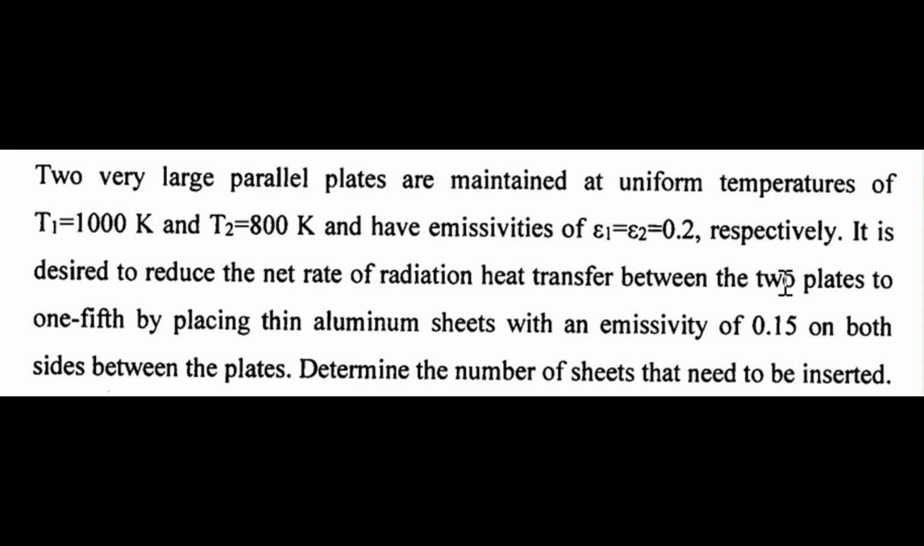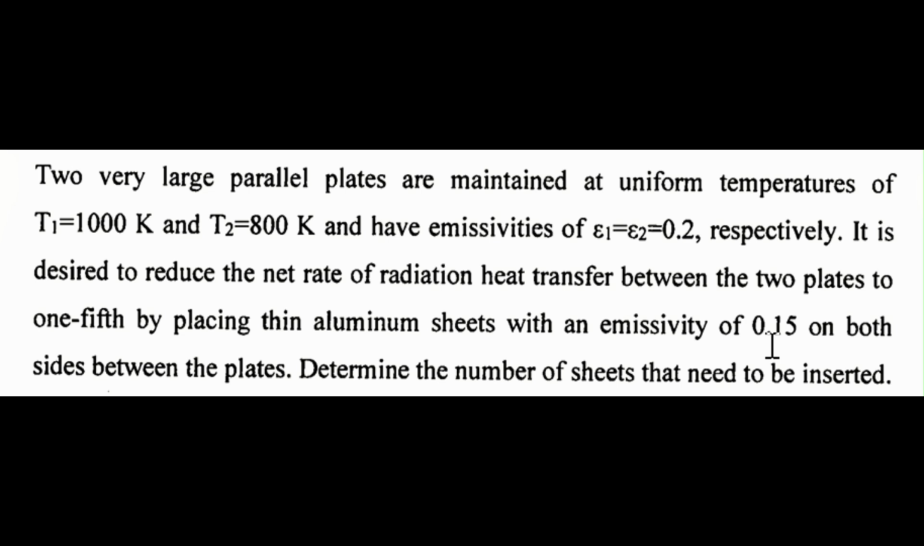That means initially there was no sheet or shield between the two plates. So there was a radiation heat transfer before placing this plate, and that value has to be reduced to 1/5. We have to put the transfer rate down to 1/5 of the initial value. For that, an aluminum sheet of emissivity 0.15 is placed between them. The specialty of the aluminum sheet is that both sides have an emissivity of 0.15, not just one side.